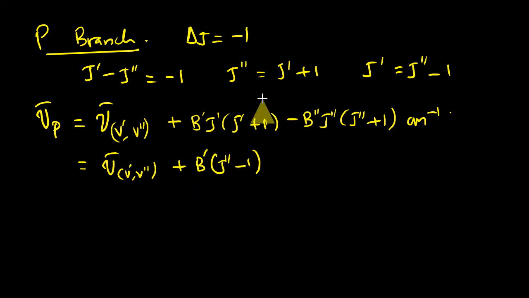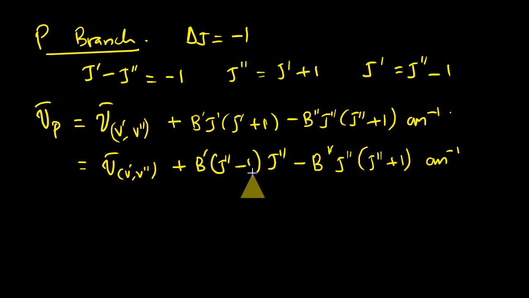Because j prime plus 1 is equal to j double prime, I am going to write it like j double prime minus b double prime j double prime into j double prime plus 1 centimeter inverse. What we have done here is we have converted all the j terms to j double prime terms. Okay, j prime is converted to j double prime, that's all. So that is equal to nu bar v prime v double prime.